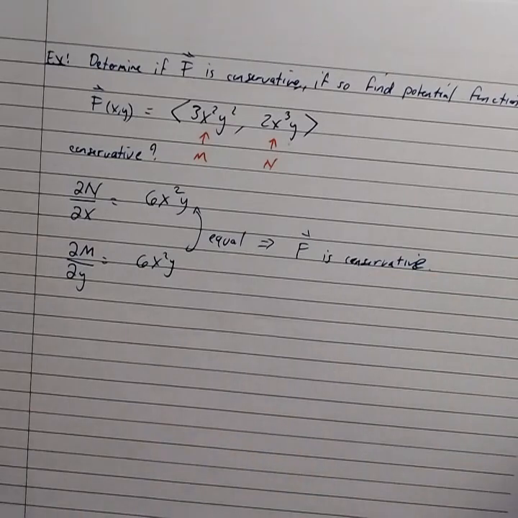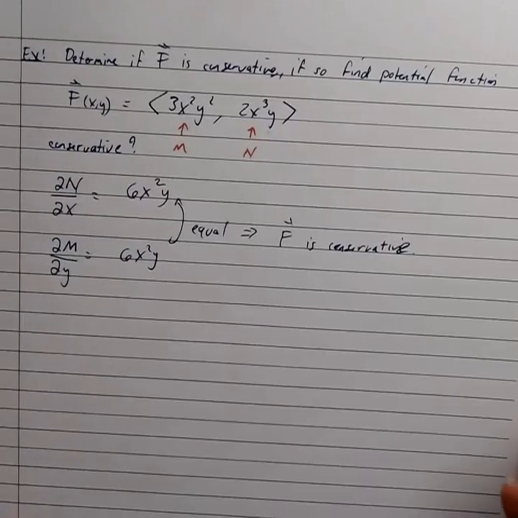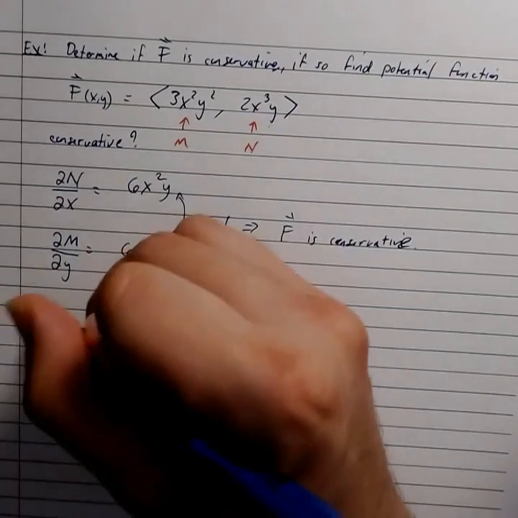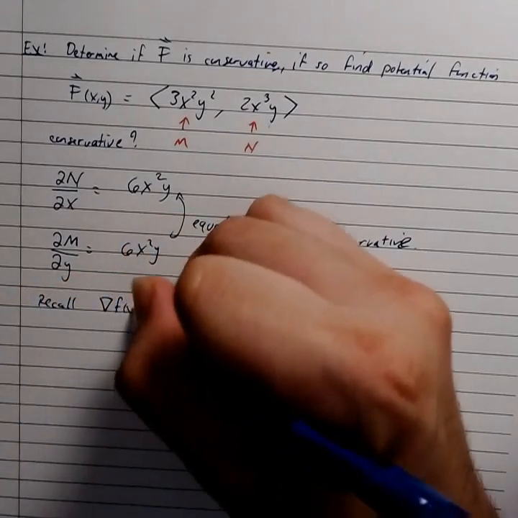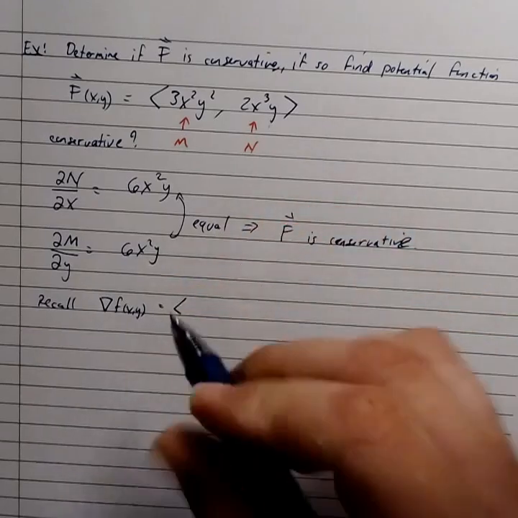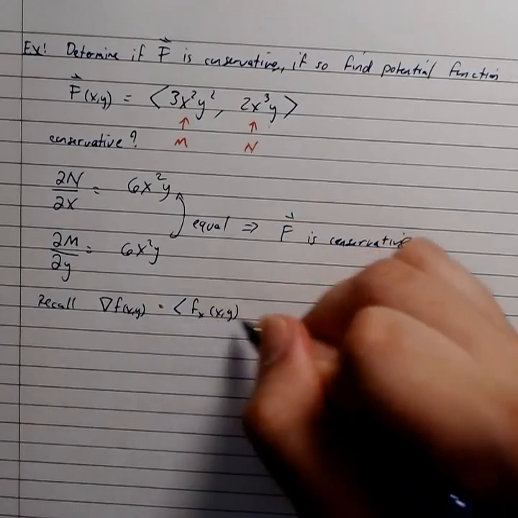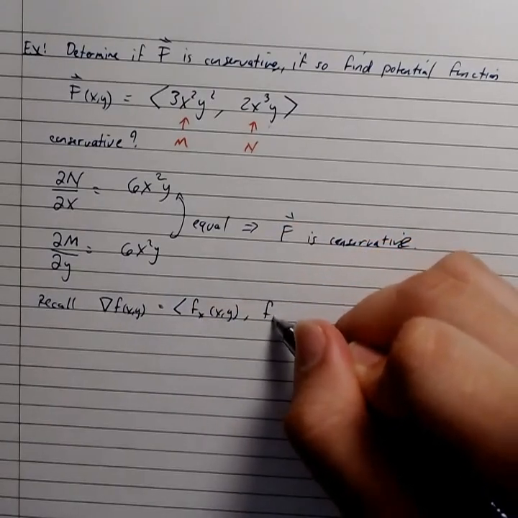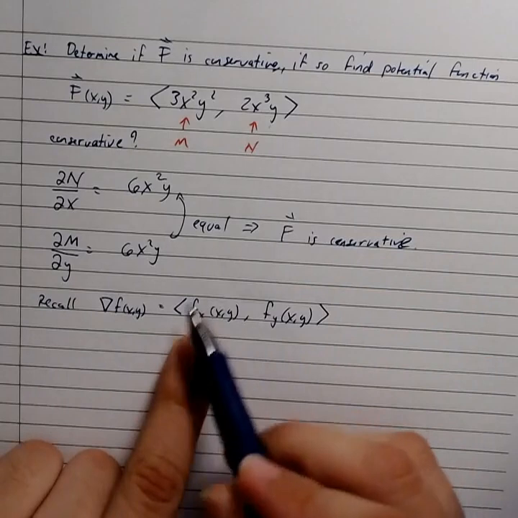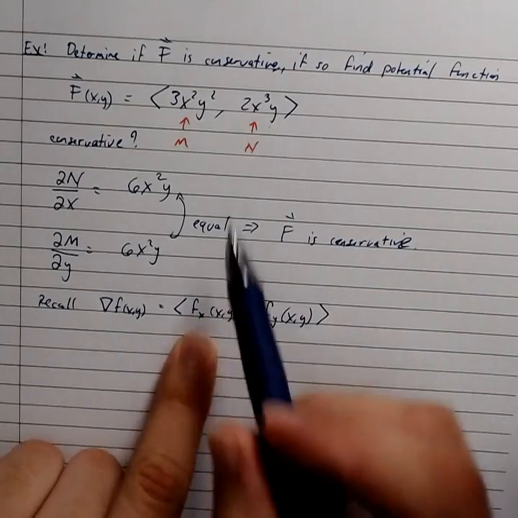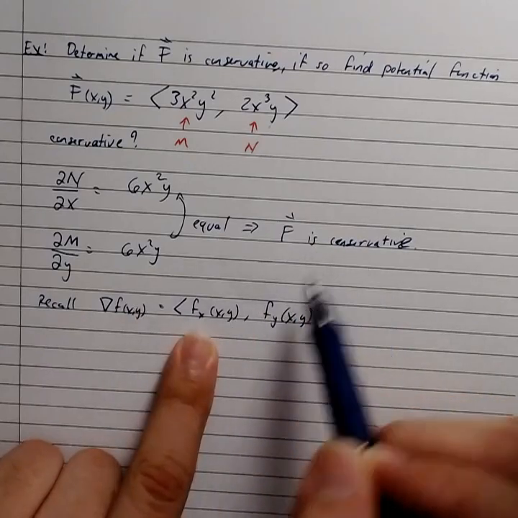So now let's find our potential function. In order to do that, we have to remember what it means for a function to have a gradient. Recall that the gradient of a function, the gradient of f of x comma y, is equal to a vector where the first component is the partial of f with respect to x at x comma y, and the second component is the partial of f with respect to y at x comma y. So this is the partial with respect to x of some function. We know that's true because it's conservative.